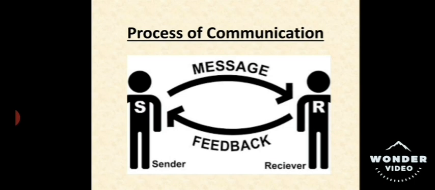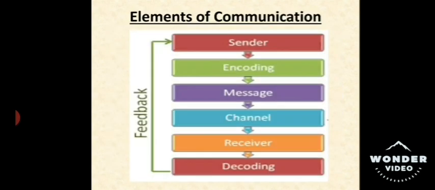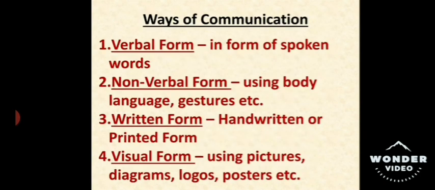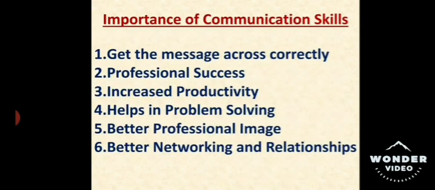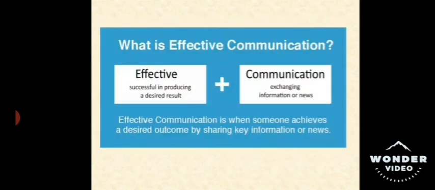Then we moved to elements of communication: sender, encoding, message, channel, receiver, decoding and feedback. These are the elements of communication. There are different ways of communication: verbal form, non-verbal form, written form, visual form. These are important ways of communication. Then we understood that all communications are not effective. Only the communication in which the message is sent and received properly and understood properly is effective communication.